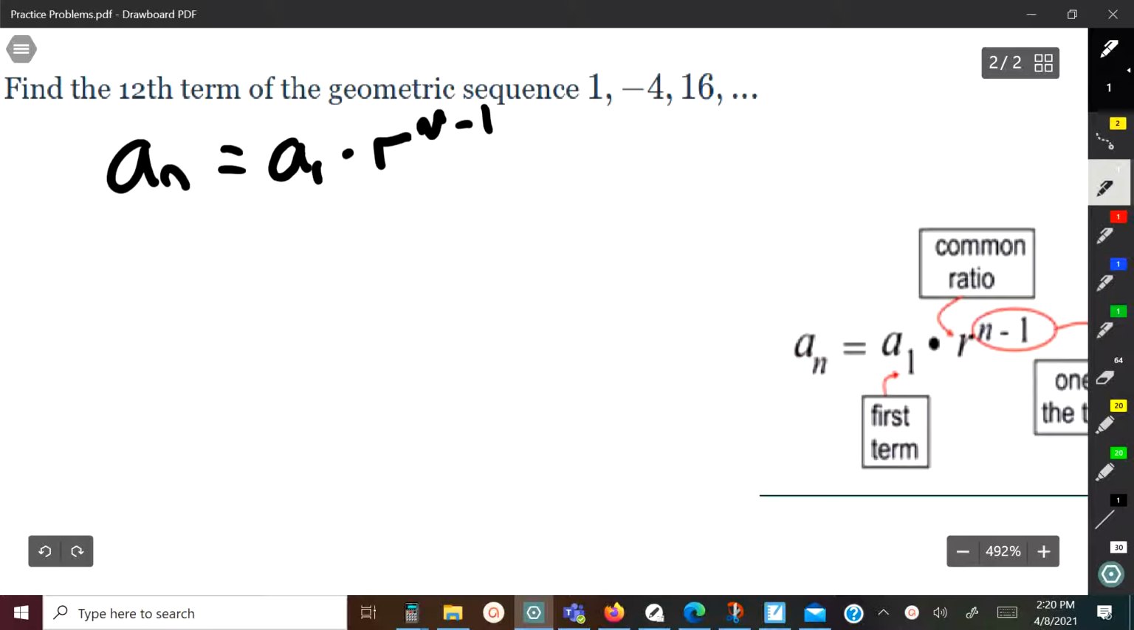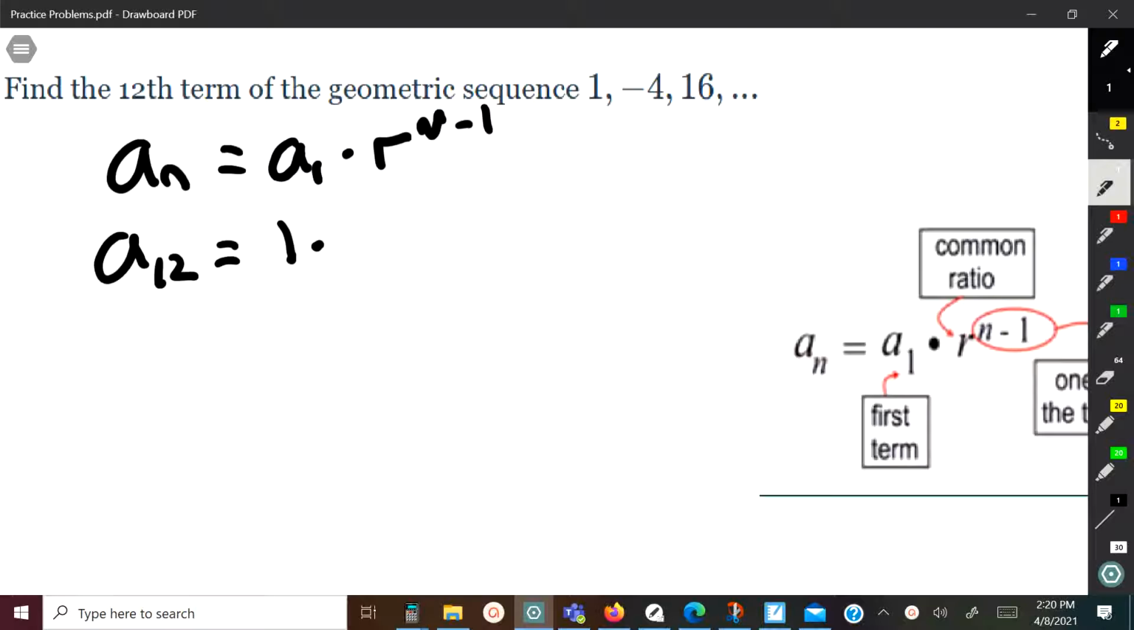We're doing the 12th term, so a sub 12 is equal to the first term, which is 1, times the common ratio, and I'm going to put that in a second, raised to the 12th term minus 1. I'm going to put the common ratio here.